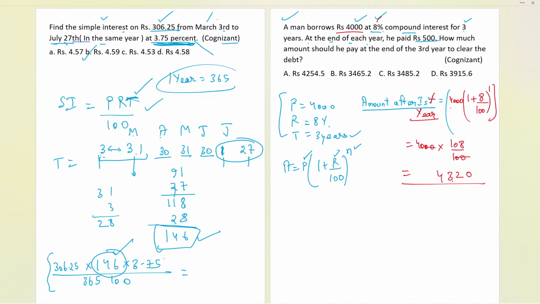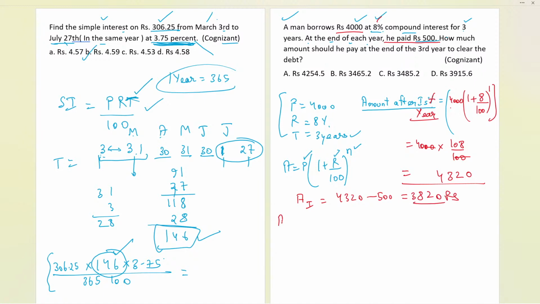Now let us calculate here also he says that 500 rupees he paid. So now the final amount after first year, it will be what? It will be 4320 minus 500 over here. So it will be 3820 you will be getting over here. Okay. Now that is after first year.